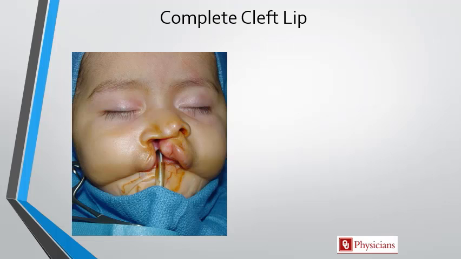This is a child with a complete unilateral right side cleft lip. We see here that there is a discontinuity of the orbicularis oris muscle. The fibers of the muscle are inserted vertically, not horizontally. We see a short columella deviated toward the normal side, and we see a flat ala of the nose on the abnormal side. We can also see there is a cleft alveolus.